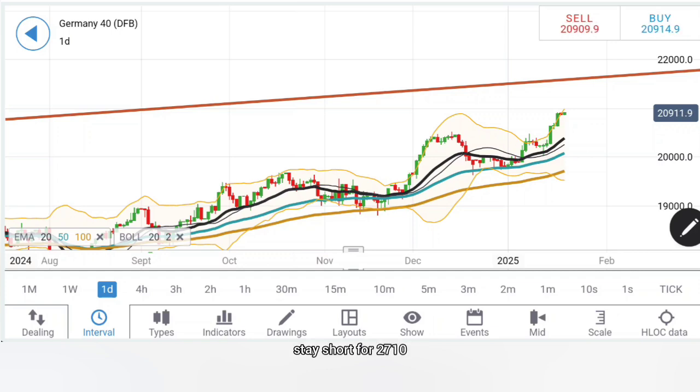If it trades below 2750, stay short for 2710, and then 20,660, 600 should be there. Take your trades accordingly. Let's move to UK.